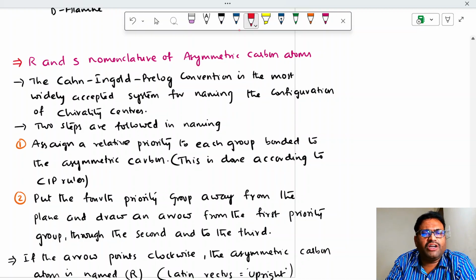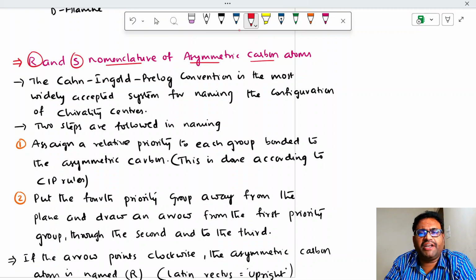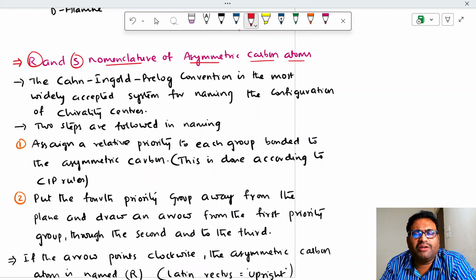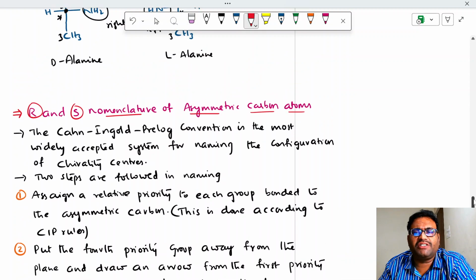Next, R and S nomenclature. We are speaking about the R and S nomenclature of asymmetric atoms, not only asymmetric carbon atoms. Do you feel that only a carbon atom can be asymmetric? There are other atoms which can also be asymmetric. What is meant by asymmetric here? It represents that if a carbon atom is attached to 4 different groups, then that will be an asymmetric carbon atom.